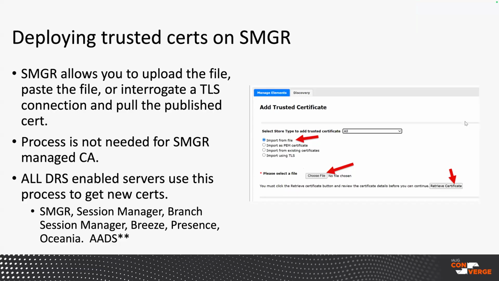The other neat thing I like about this screenshot is you can do what we've been talking about, where you import that root cert into here and then just go. They also have this option that says import using TLS. You can type in a web address, IP address, or URL, and then the port number. System Manager will actually interrogate that using the TLS, the OpenSSL program, and pull down the cert for you.